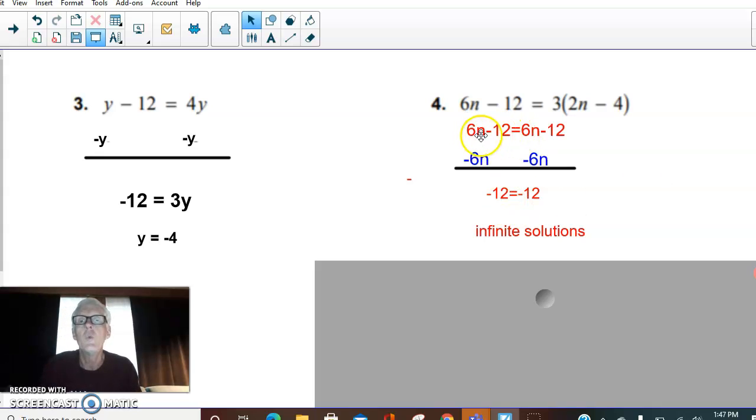You can always go back and check it, and it makes sense. If n was 2, 2 times 6 minus 12 will be the same as 2 times 6 minus 12. If n was 1,024, 1,024 times 6 minus 12 would be the same as 1,024 times 6 minus 12. So any number will work for that.